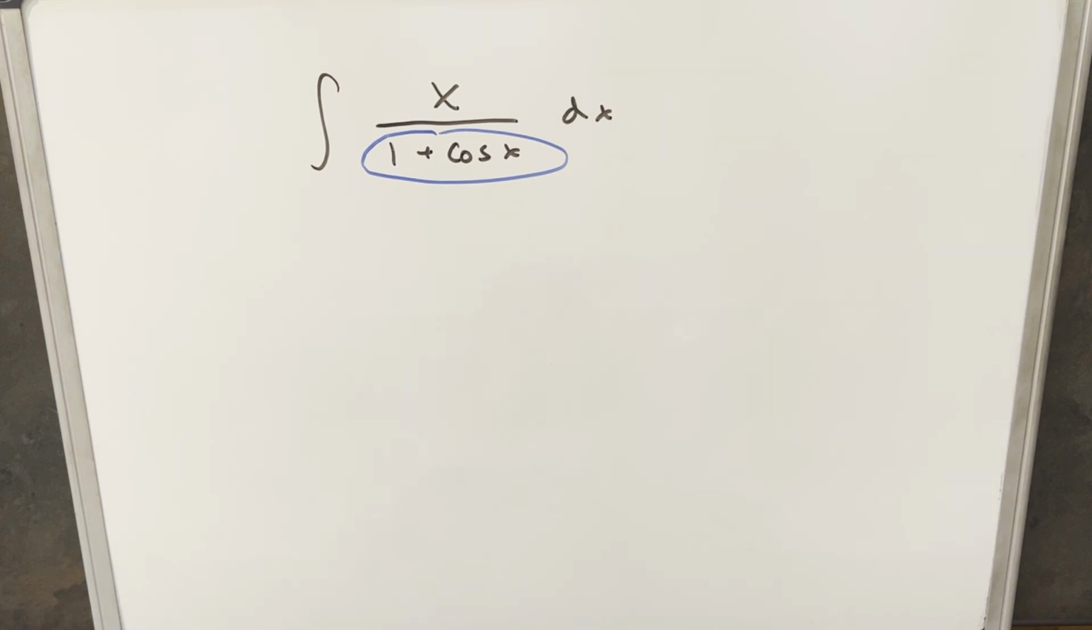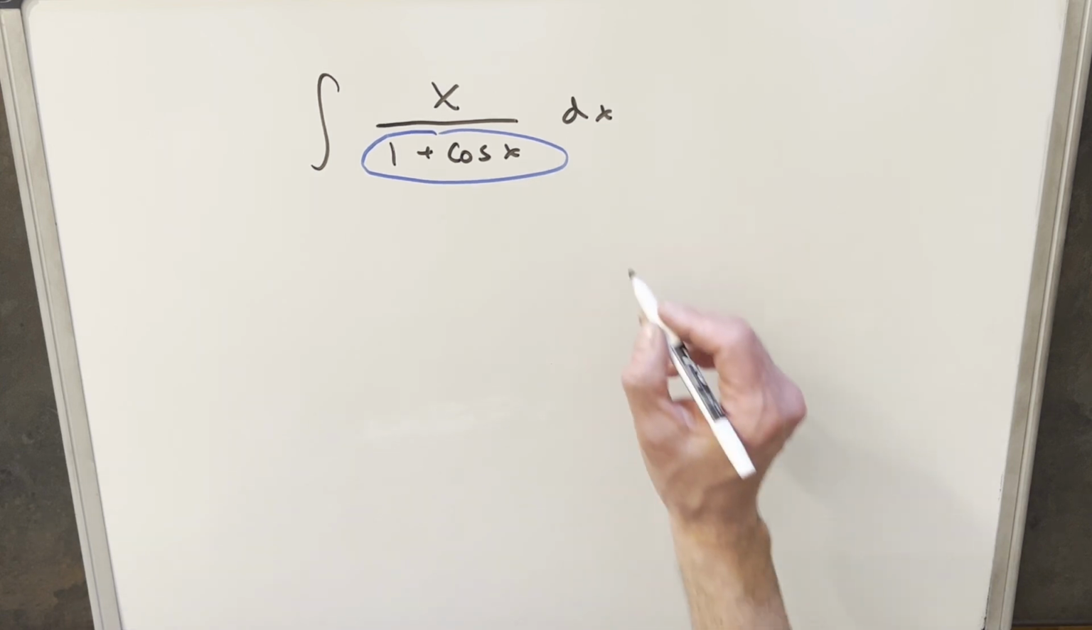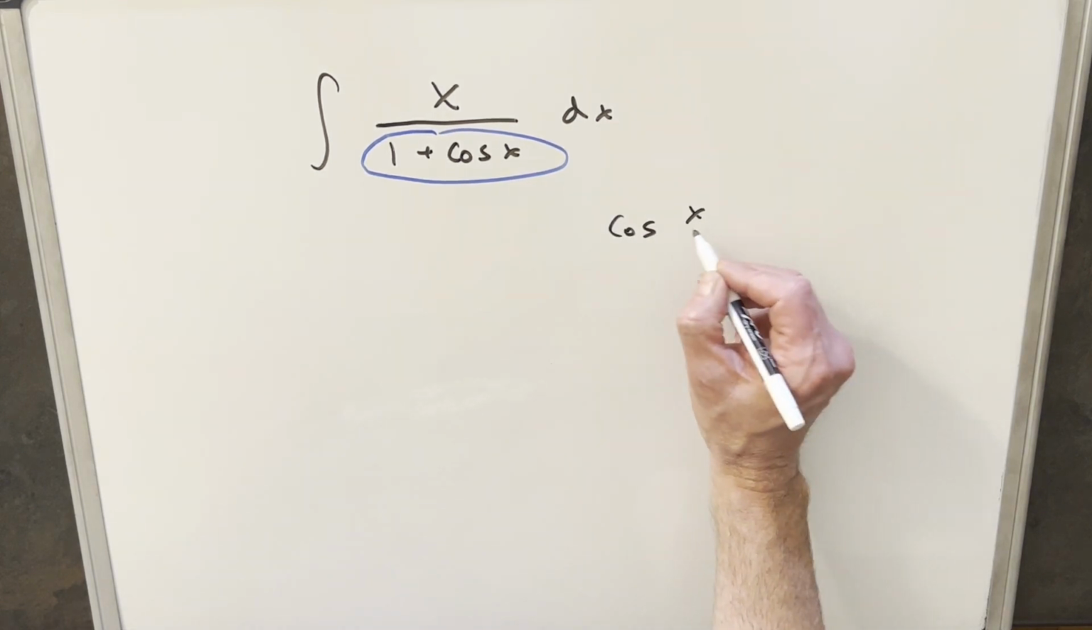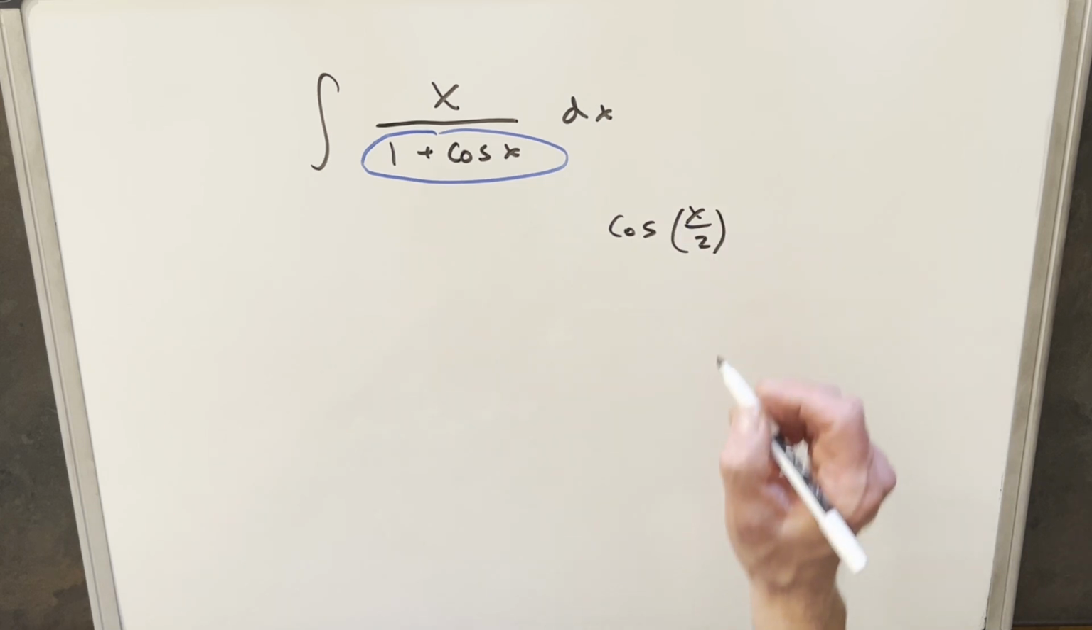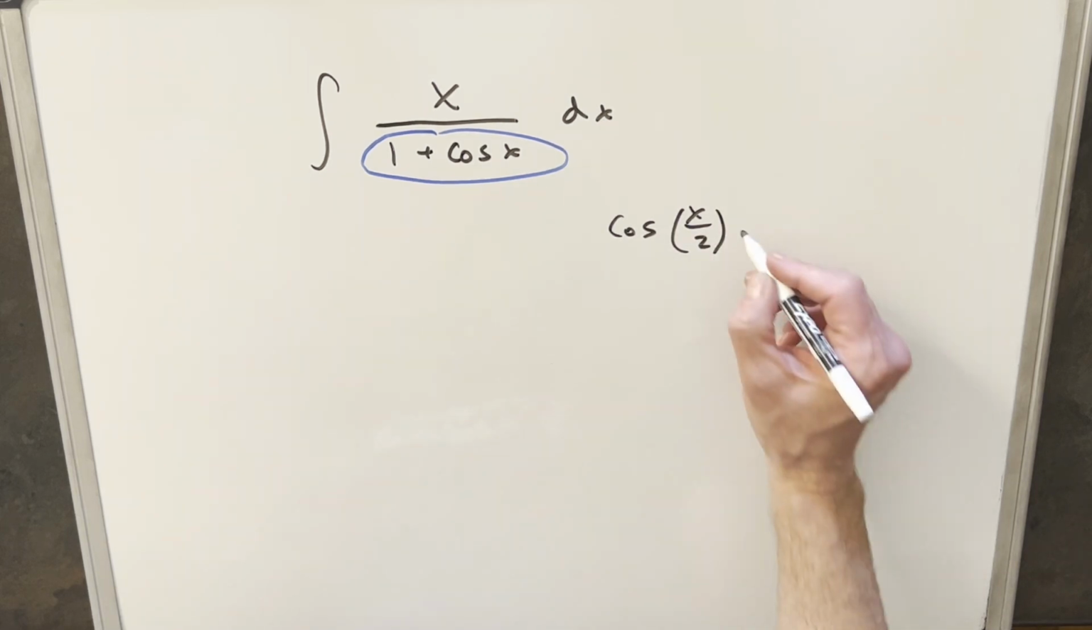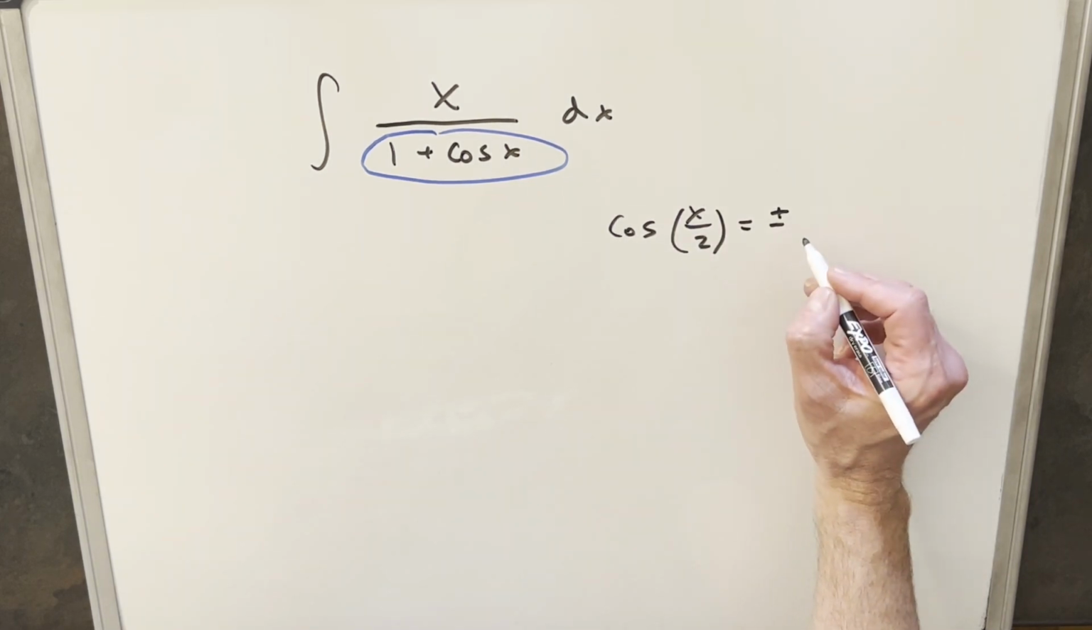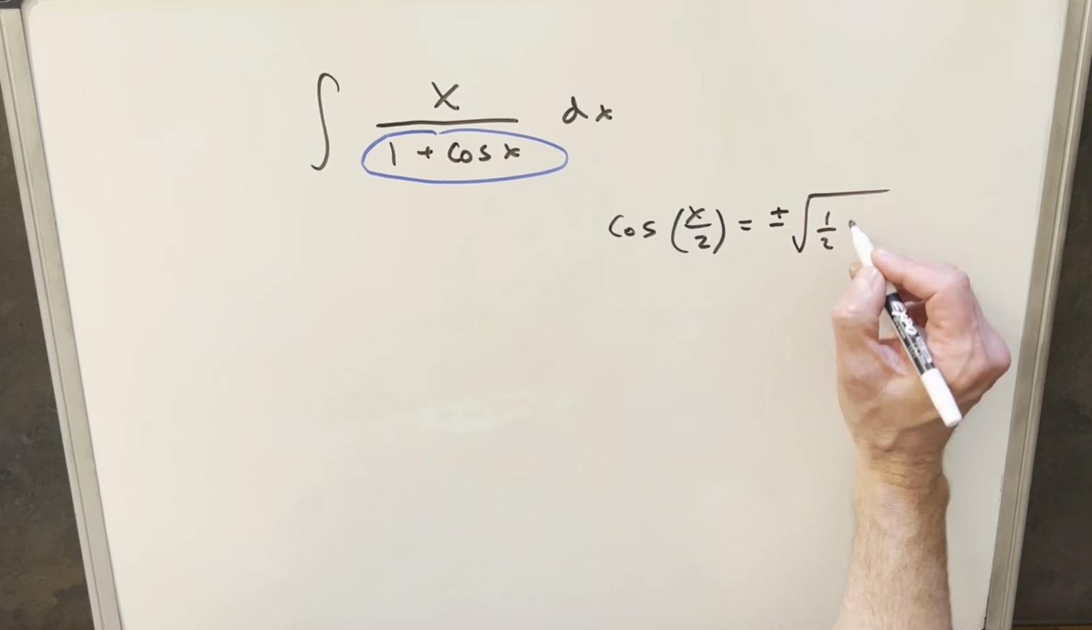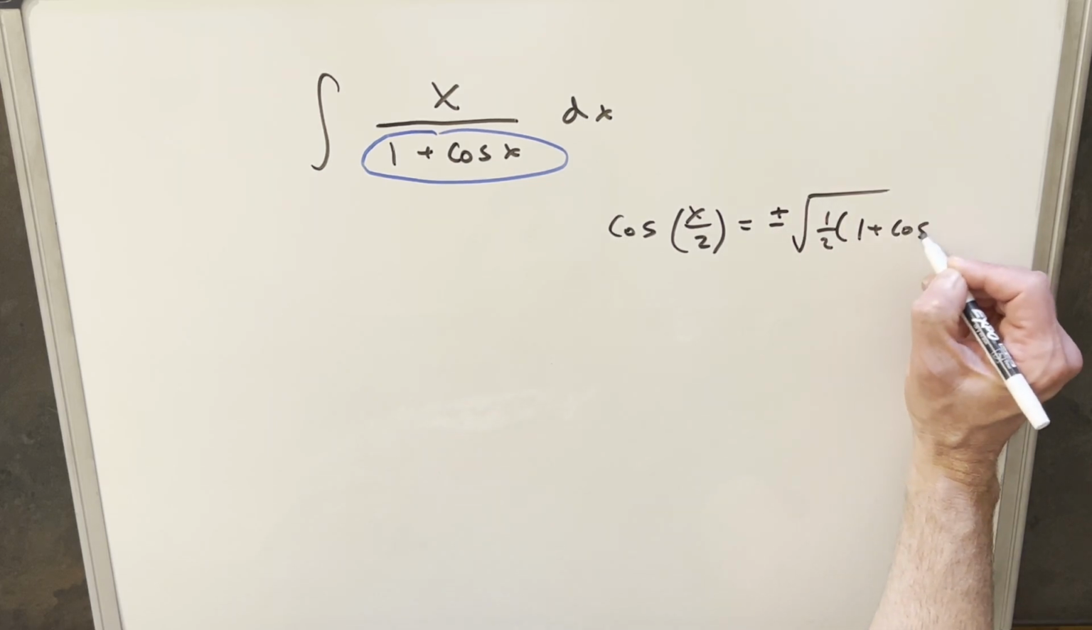I did it that way first and it wasn't too bad, but I actually found it was a little better if I did it using a trig identity. So what we can actually do is use the half angle formula for cosine. It tells us that cosine x over 2 is equal to plus or minus the square root of 1/2 times 1 plus cosine x.